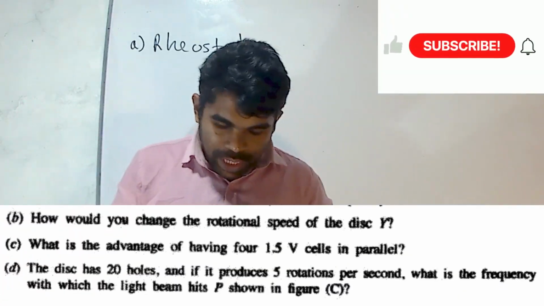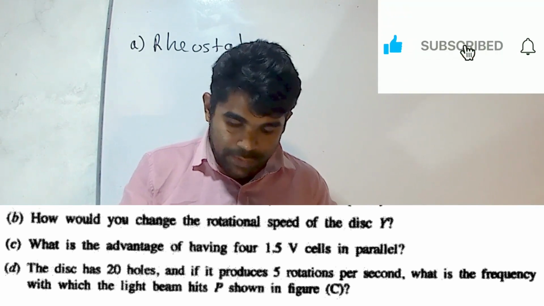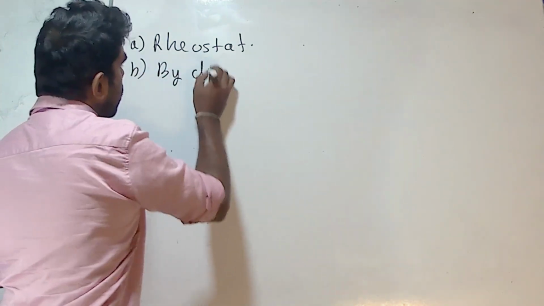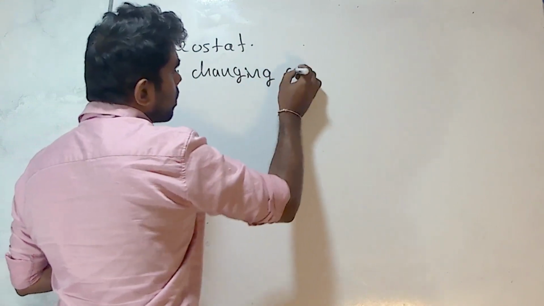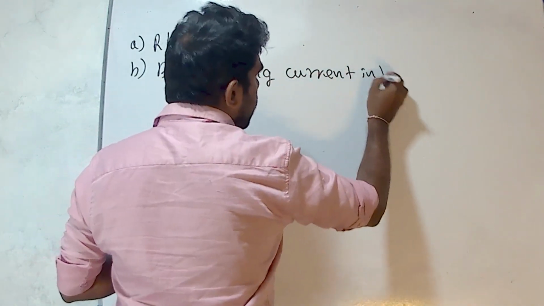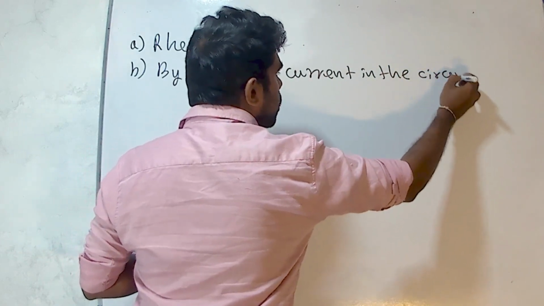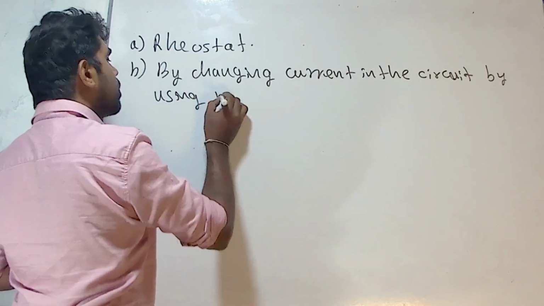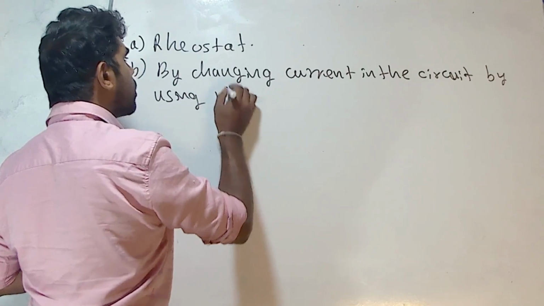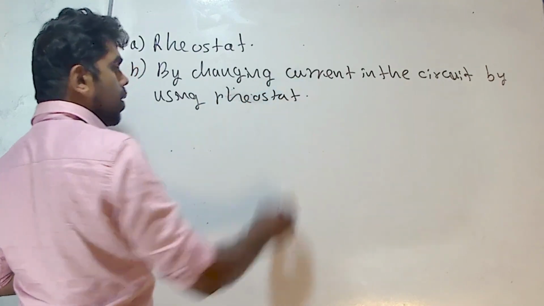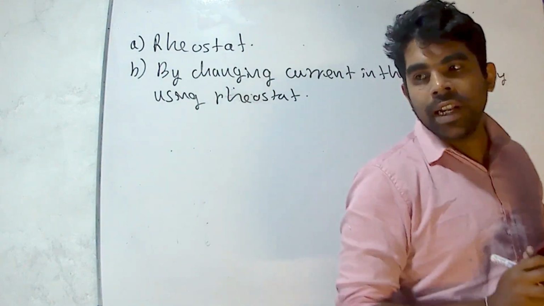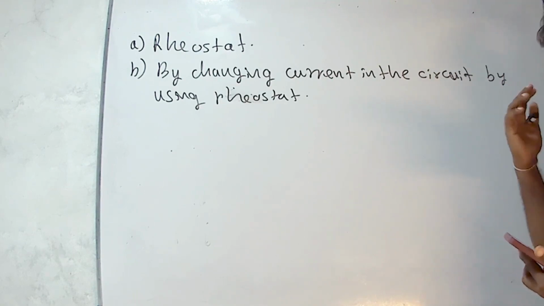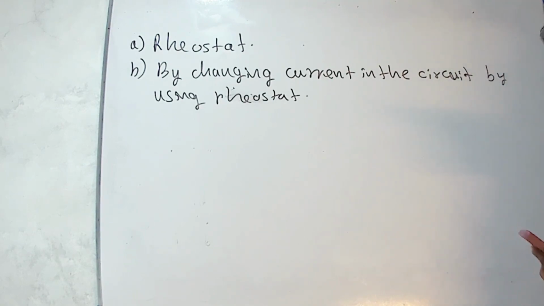Part B, how would you change the rotational speed of this coil? By changing the current in the circuit by using a rheostat. When increasing the resistance of the rheostat, current is decreasing. When decreasing the resistance of the rheostat, current is increasing.